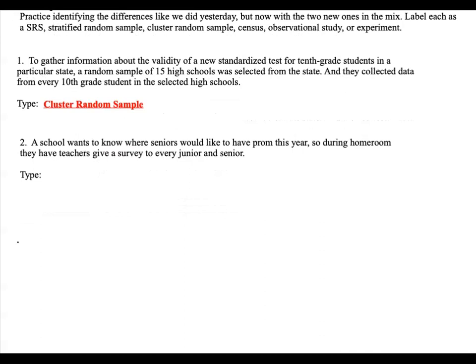Number 2, a school wants to know where seniors would like to have prom this year. So during homeroom, they have teachers give a survey to every junior and senior. So is that a simple random sample, stratified, cluster, census, observational study, or experiment? All right, so key thing, every junior and senior. We're going to survey everybody that could possibly go to the prom. That's a census.